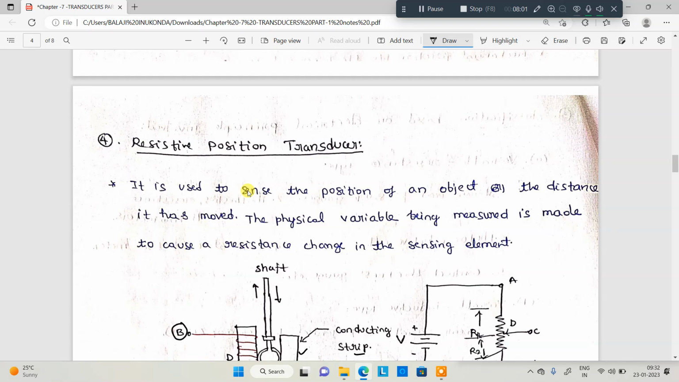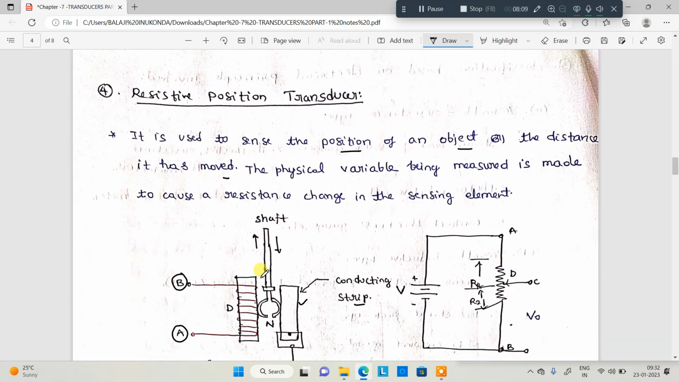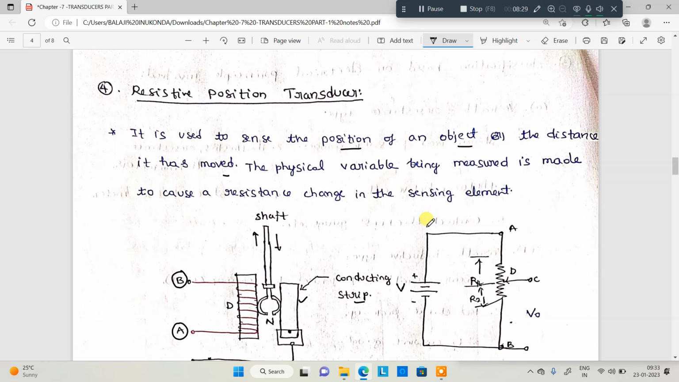It is used to sense the position of an object as the distance is moved. So the main principle of this particular transducer is to measure the distance or position of an object. The physical variable being measured causes the resistance to change in the sensing element. Whenever it is moving, the equivalent variable resistance will change. That means it converts into an electrical element.